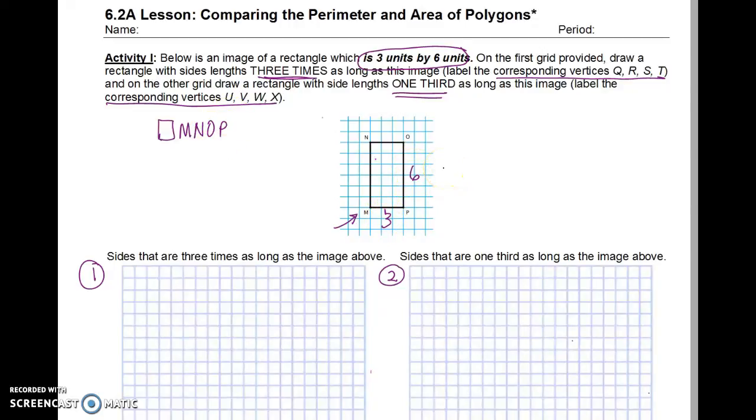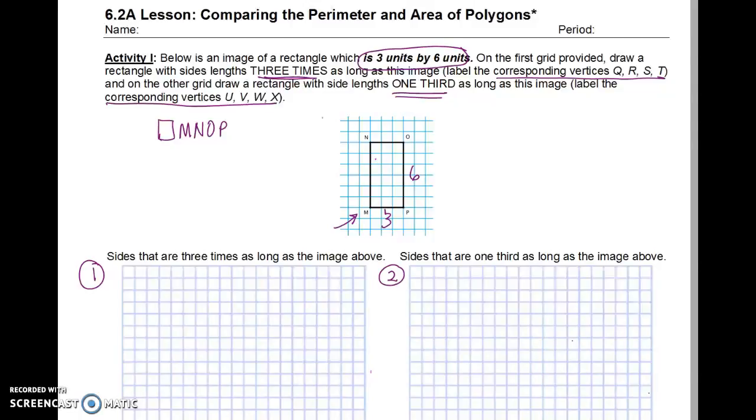On the first grid provided, which I've labeled number 1, you're going to draw a rectangle with sides 3 times as long as the image, and you're going to label the corresponding vertices Q, R, S, and T. On the second grid, draw a rectangle with side lengths 1/3 as long as this image, and label those corresponding vertices U, V, W, and X.